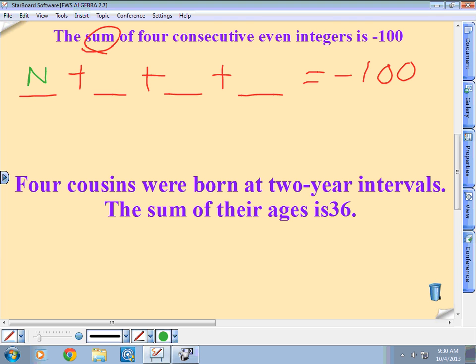Well, notice that they're even integers. They're not just consecutive integers, they're consecutive even. So what am I going to add? 2. n, n plus 2, n plus 4, n plus 6. Simplify the whole thing for me. 4n plus 12.